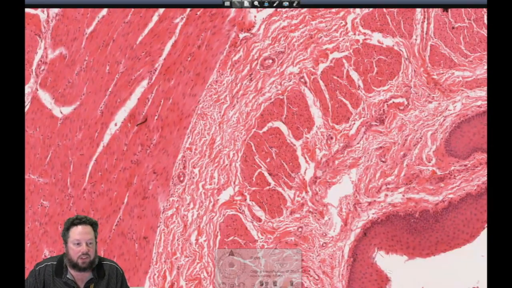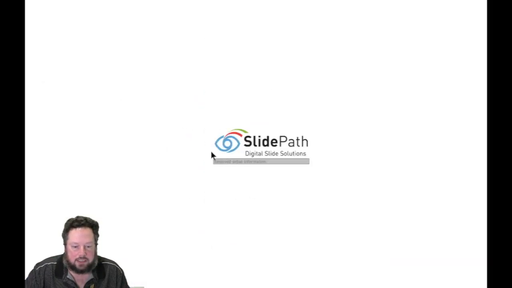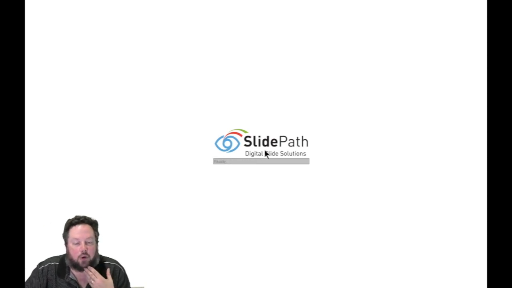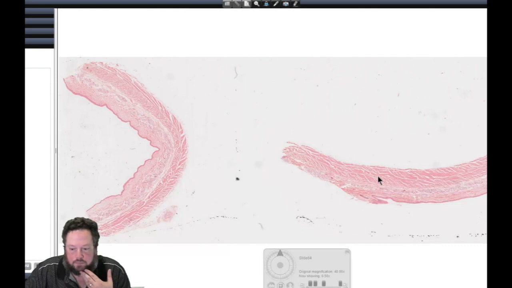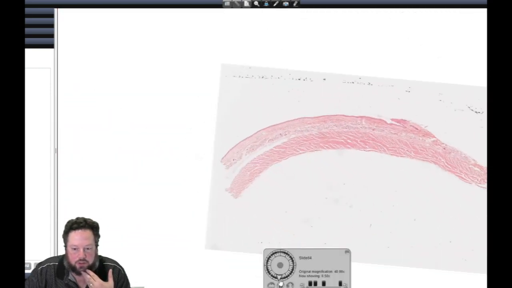So I think we do have another esophagus section here. We'll have a quick look at this one just to see if we can identify which of the three regions we're looking at, proximal, middle or distal third, just based upon the features. So here it's actually upside down, so we'll switch it around a little bit.